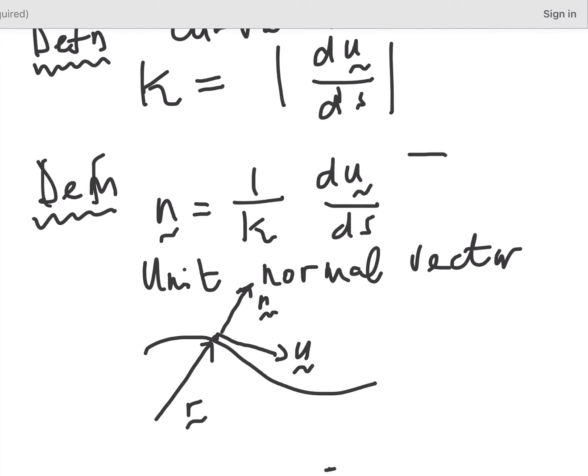So this is an attempt to look at this in 2D. You've got your unit normal vector, you've got your unit tangent vector, and of course your position vector is your vector r. And your path is the curve that is traced out.